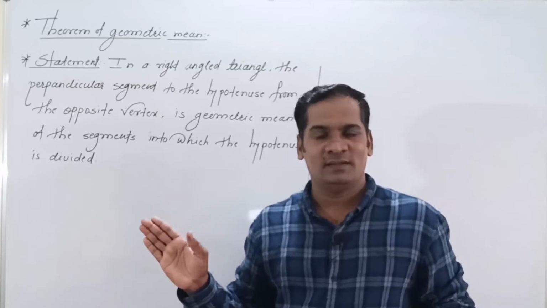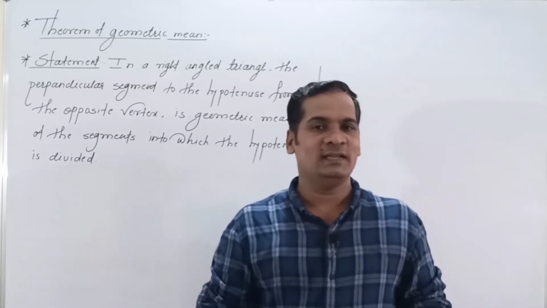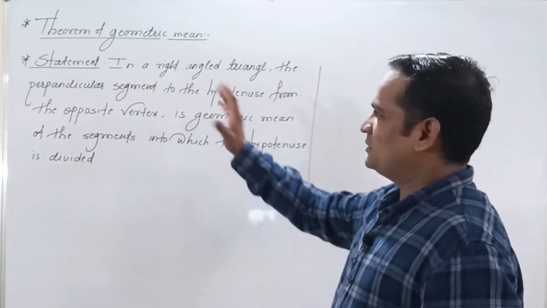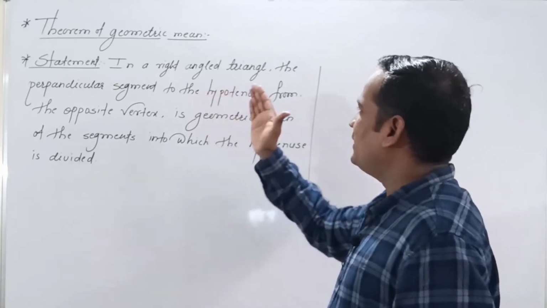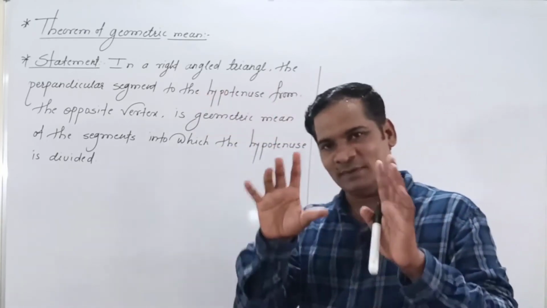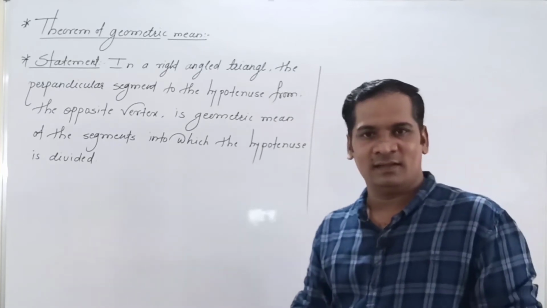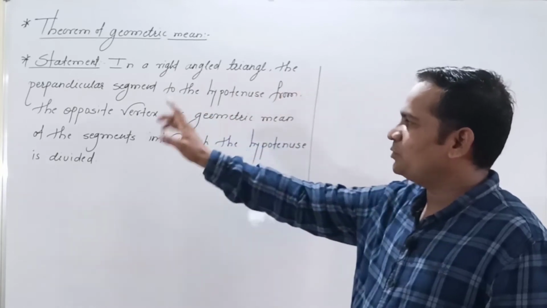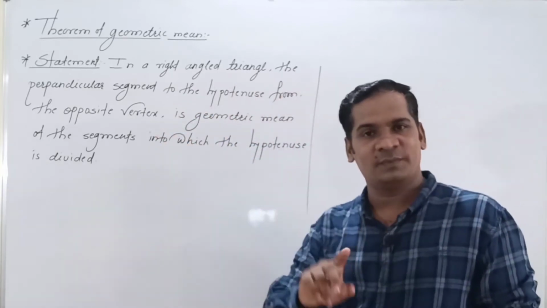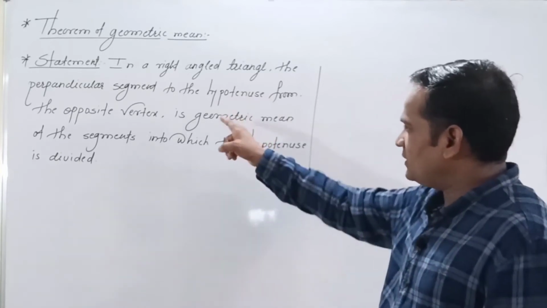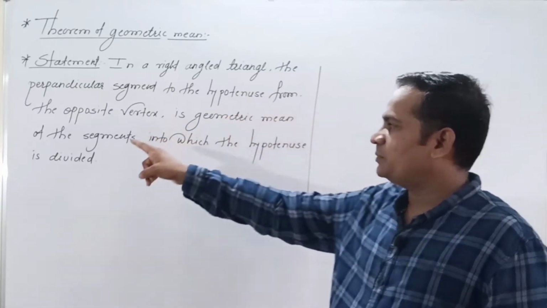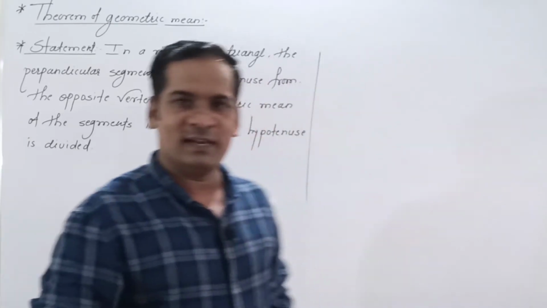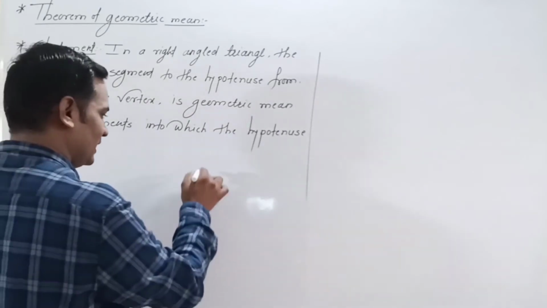Now this is the second point we are going to discuss here, and that point is the theorem of geometric mean. So what is the theorem of geometric mean? The statement of that theorem is: in a right angle triangle, so that means we have to draw any right angle triangle, the perpendicular segment to the hypotenuse from the opposite vertex is the geometric mean of the segments into which the hypotenuse is divided. Okay, so let's draw that figure over here just like the last one.